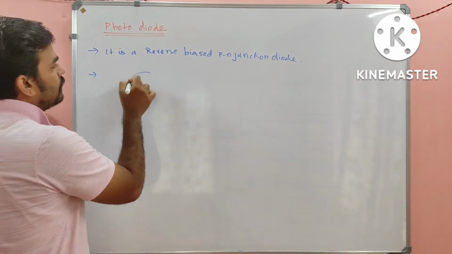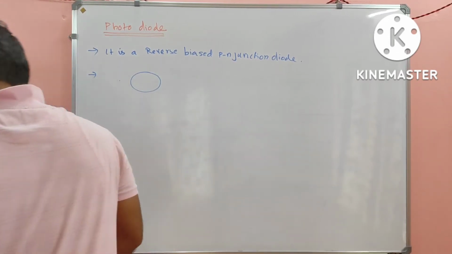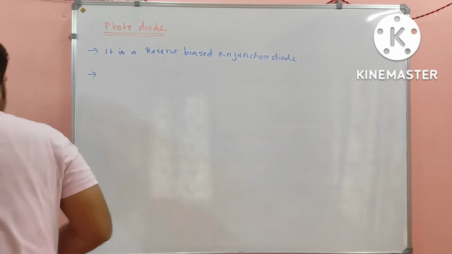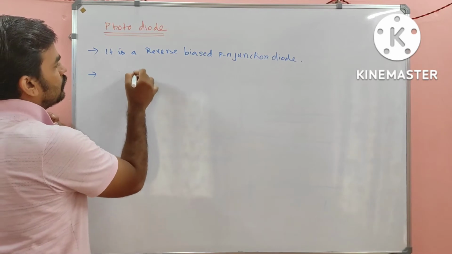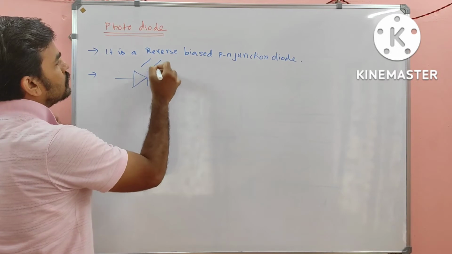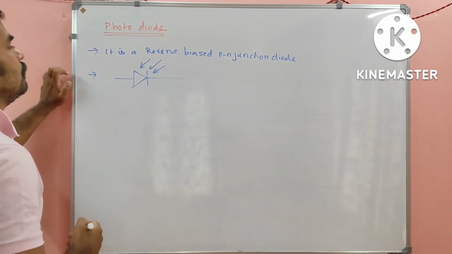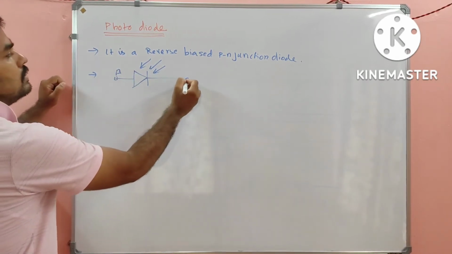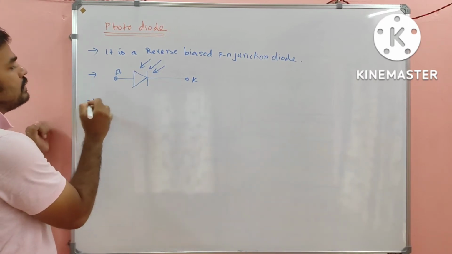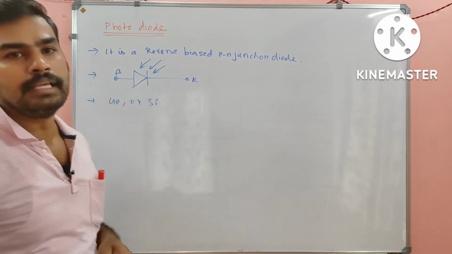The symbol is normally like a PN junction diode, but the arrow should be in the opposite manner. The arrow should be towards the PN junction. That is the symbol. This is the anode and this is the cathode. Normally the material used is germanium or silicon. No problem, you can use any material for making the photodiode.